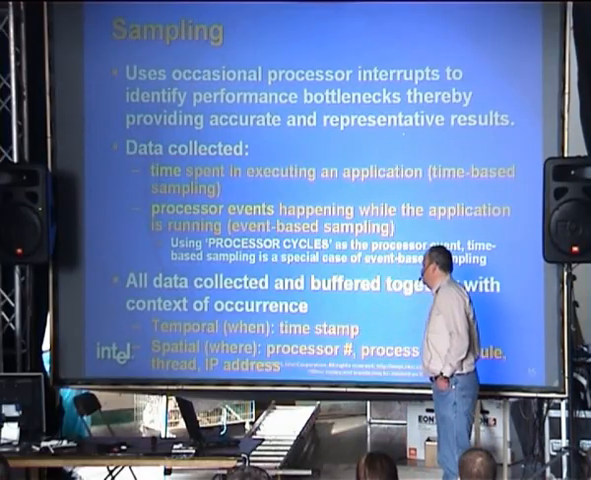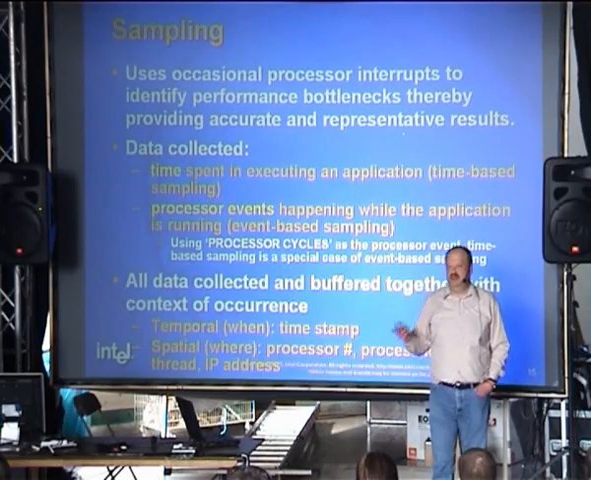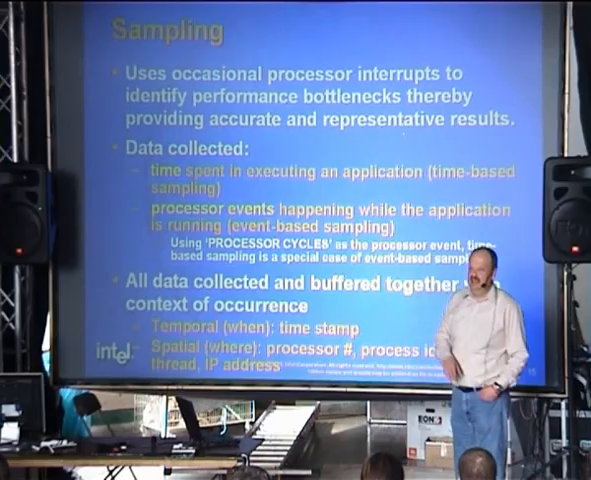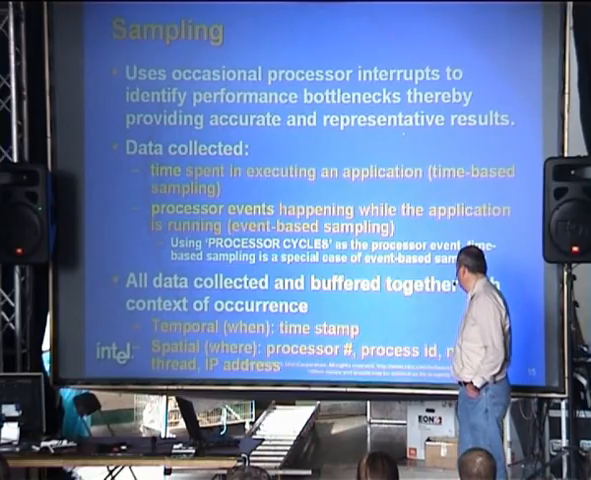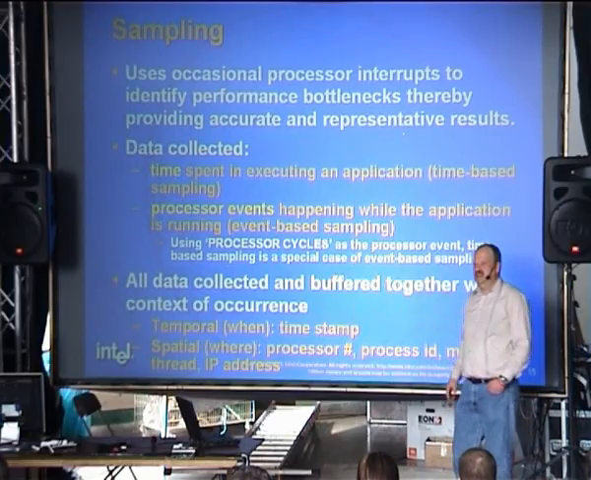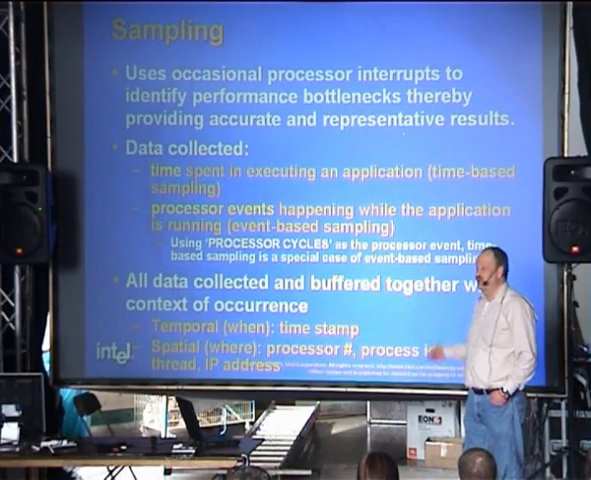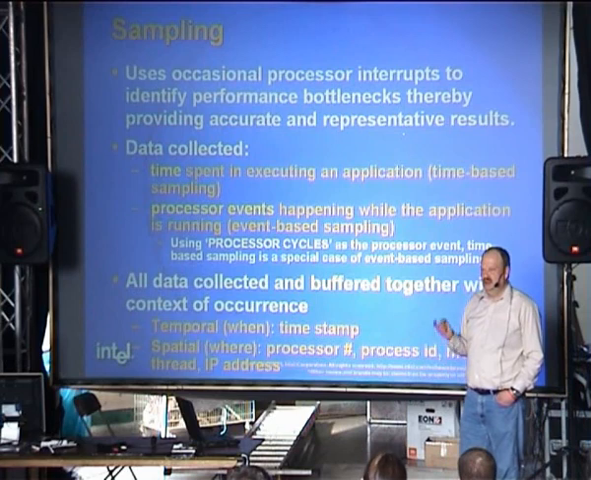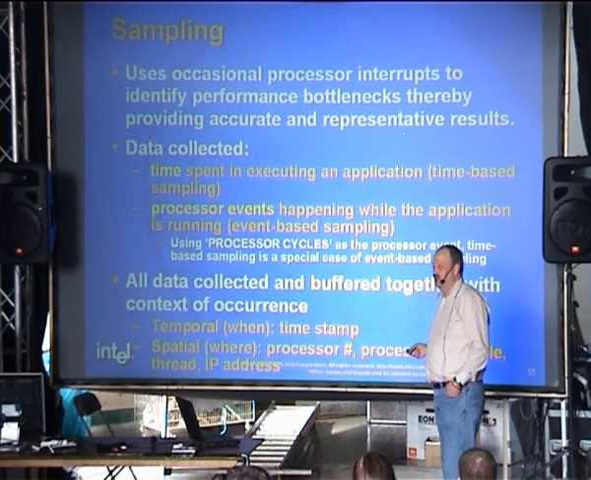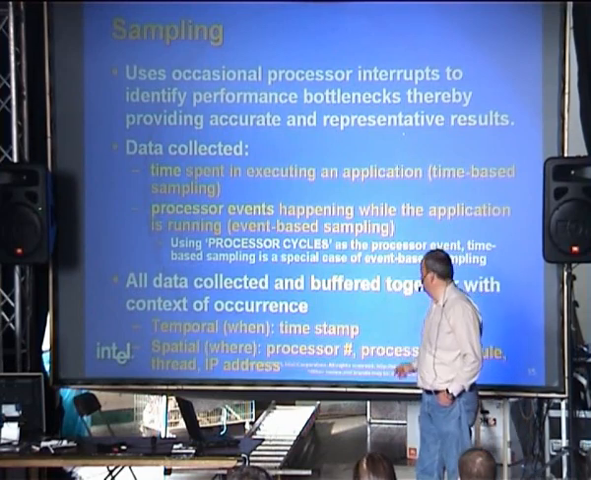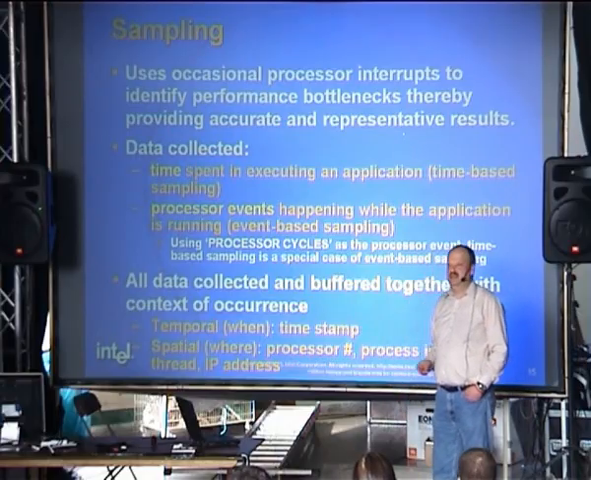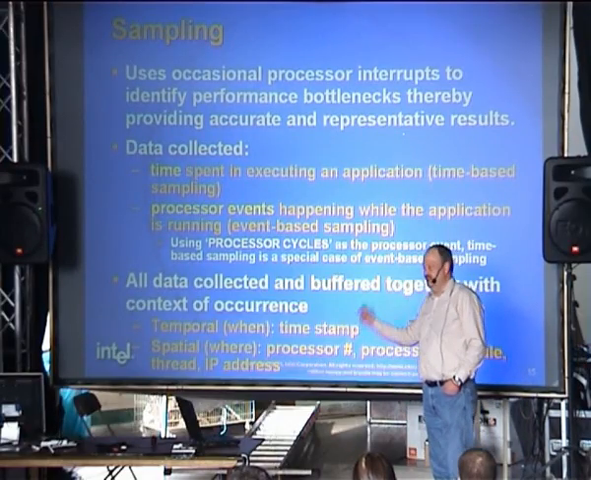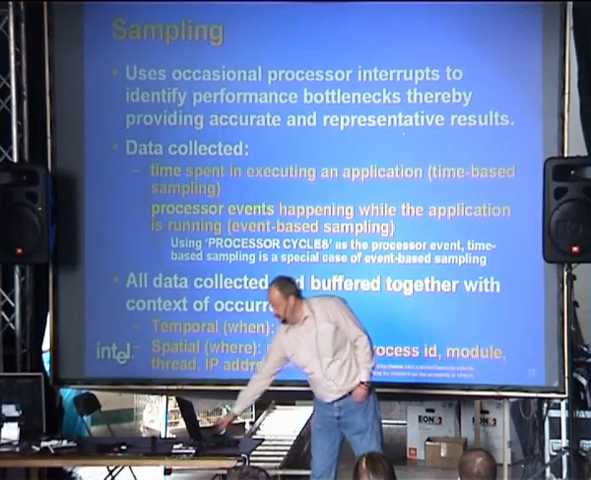So for example, you want to know on a multiprocessor system which processor. You want to know which process, in which module. Is it a DLL of your application? Is it your application itself? You want to know which module, which thread, and last but not least, most important probably the IP address. So you want to know exactly where in your program it happened, which simply means the content of the instruction pointer, so that you later can map this event against the source line or even the assembly line.